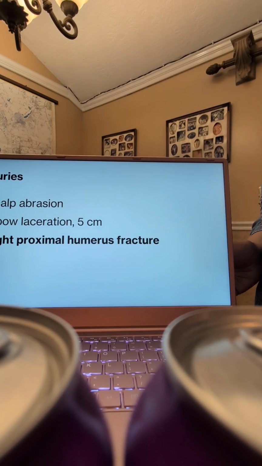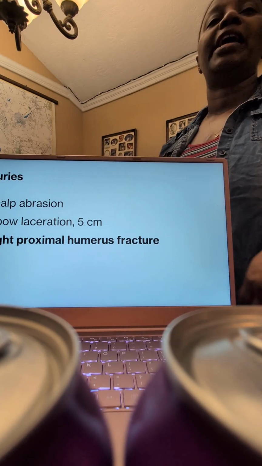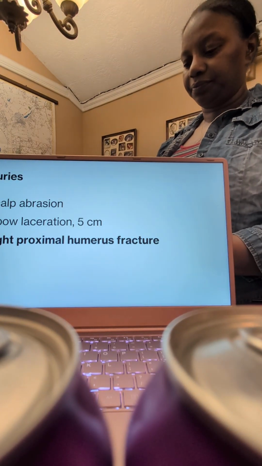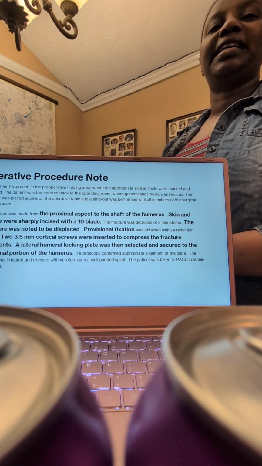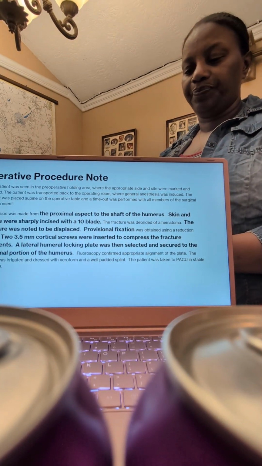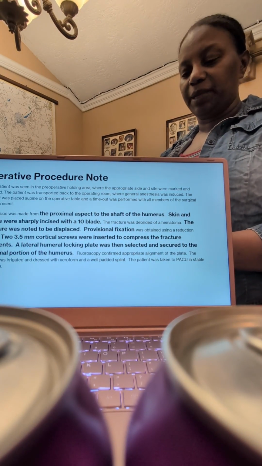His injuries include a scalp abrasion, an elbow laceration, and a right proximal humerus fracture. Again, today we'll be working on the fracture. A couple of things stand out with his procedure notes. The fracture was displaced.